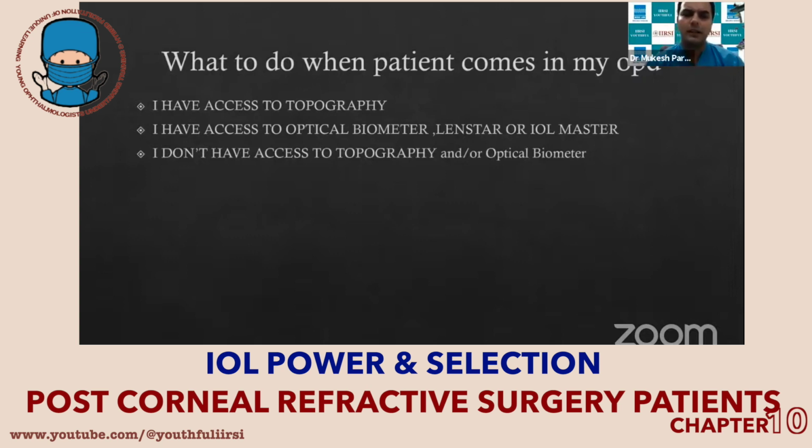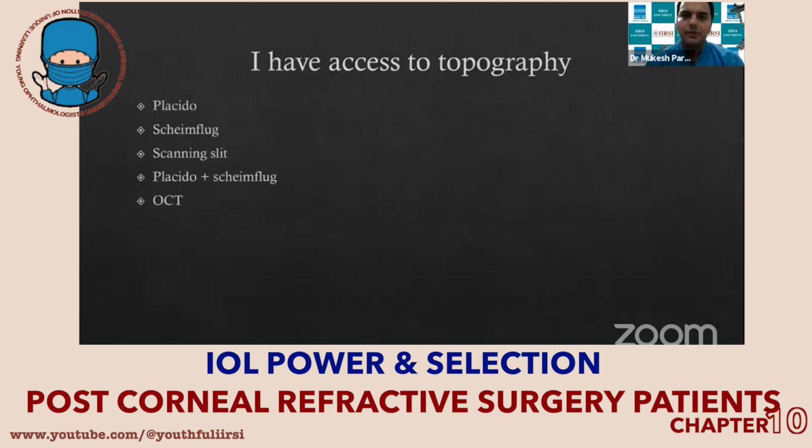Or what to do if I don't have access to any of this? I have my auto-K values on my auto refractometer and I have an immersion value. Now, can I just proceed without the topography and optical biometer as well? Well, my further slides are hopefully going to answer that. First and foremost, do I have access to a topography?